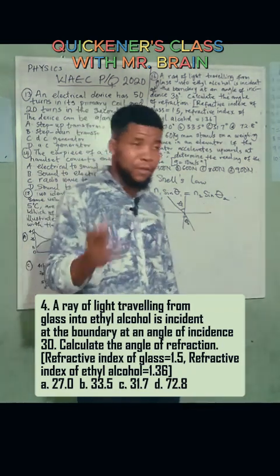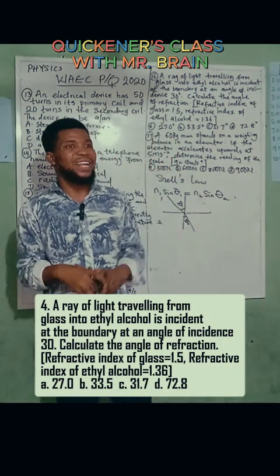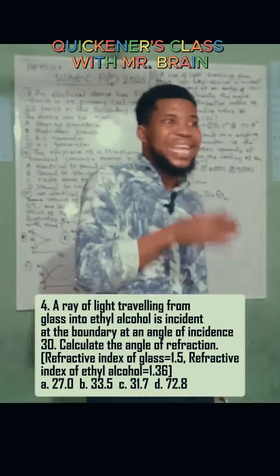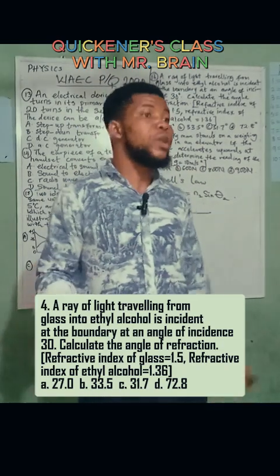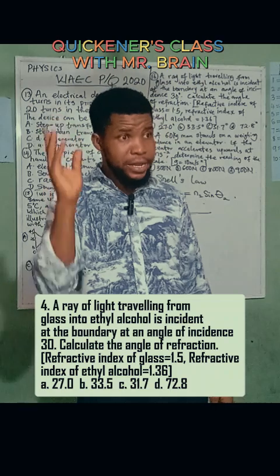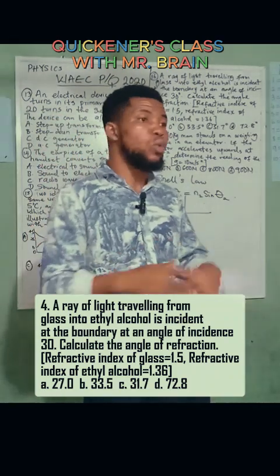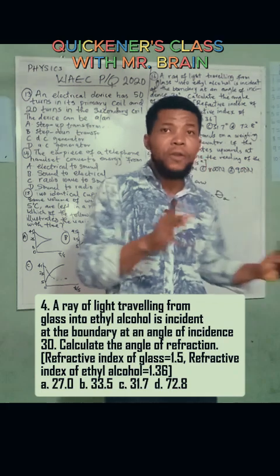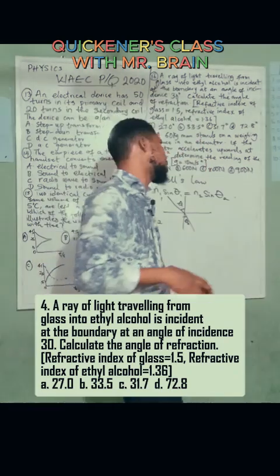For air, there is a different refractive index. Every medium has its own refractive index. So that means the speed of light in every medium is different. We know that the speed of light in air is 3 times 10 to the power 8, right? But in another medium, it will be lower. That's why we have different refractive indices for different substances.